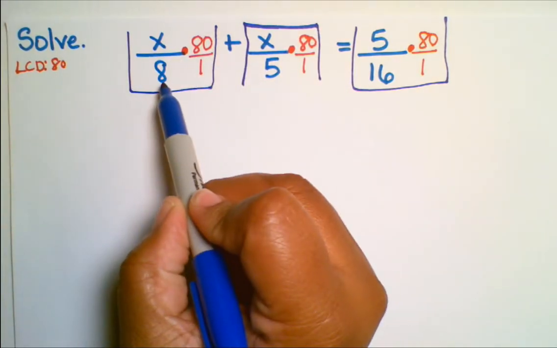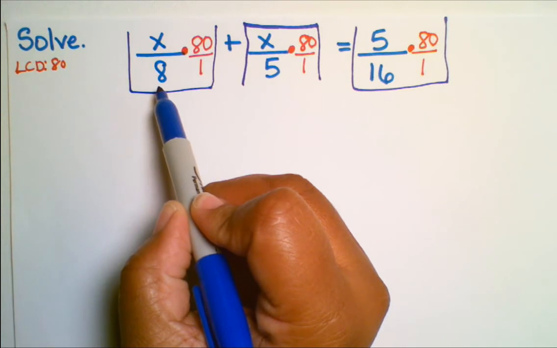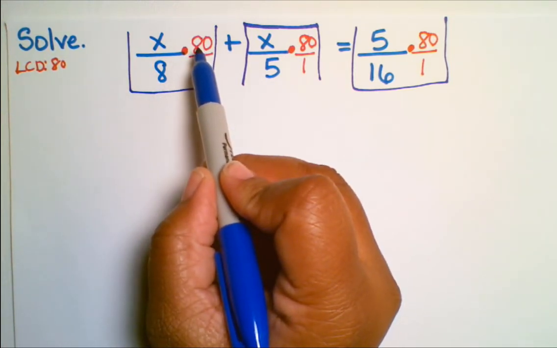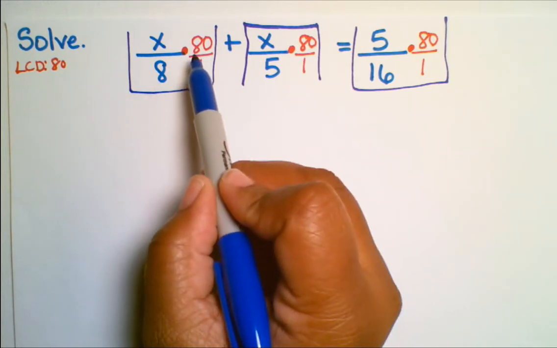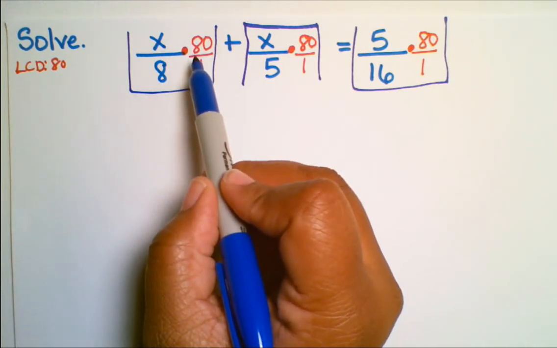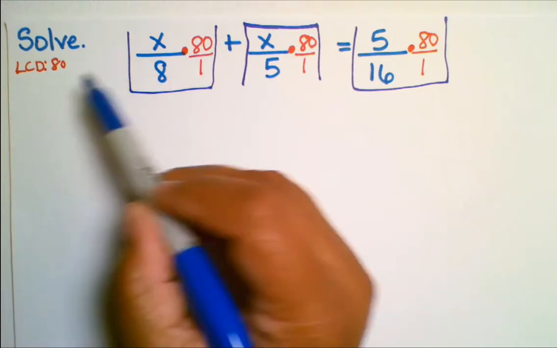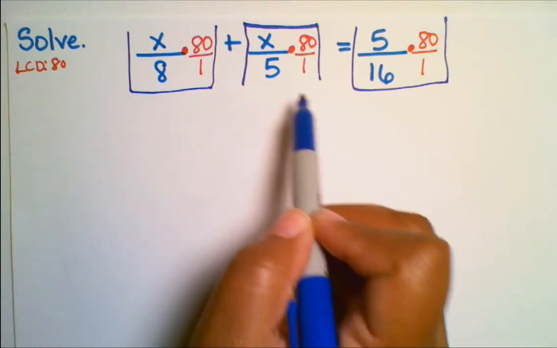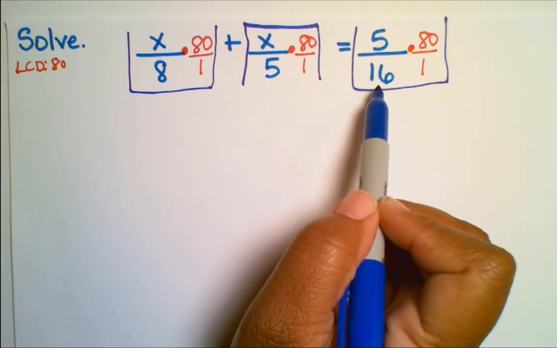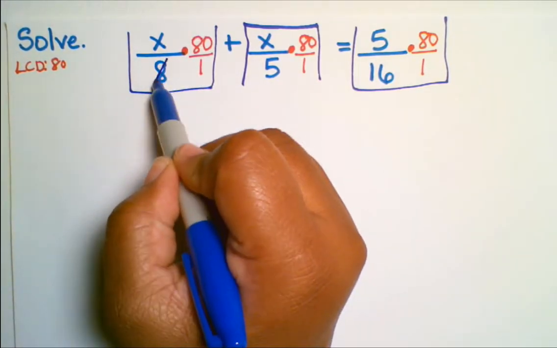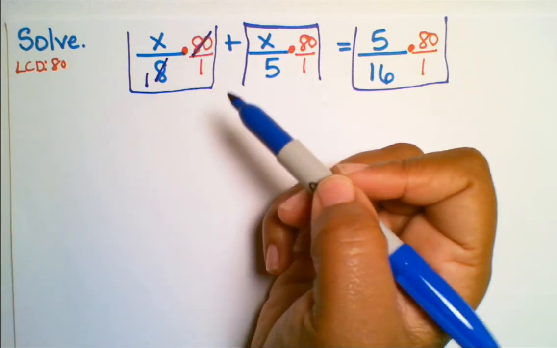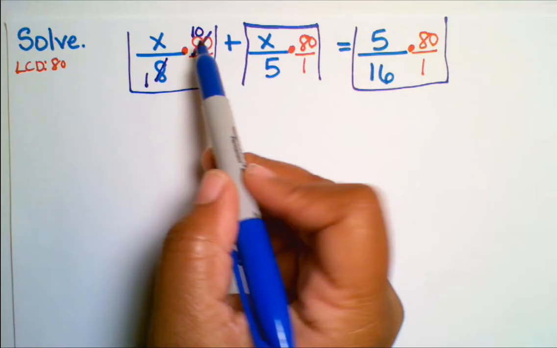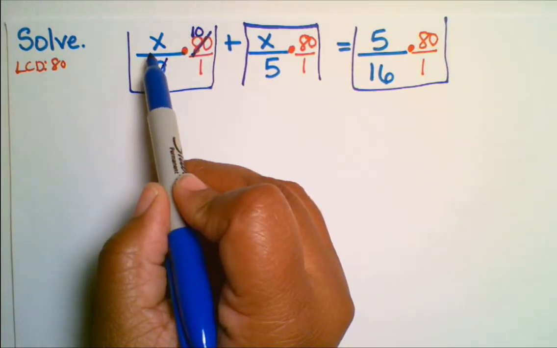We want this denominator. Let's look at the first term. I want this denominator of 8 to divide into the LCD evenly. If it does not happen, then you need to choose another LCD that's going to work amongst all of the numbers in the denominators. So we want this 8 to divide into the 80, and it does, 10 times. Then we're going to take this 10, multiply it to the x.